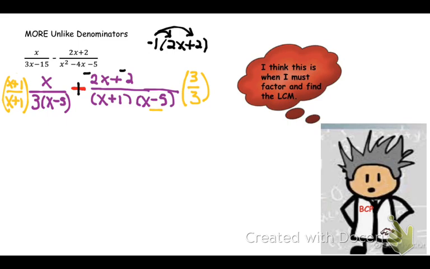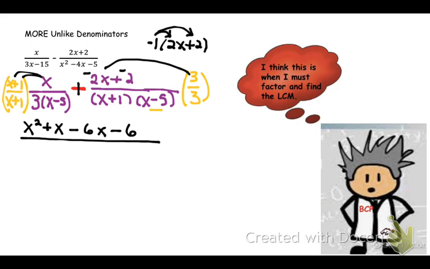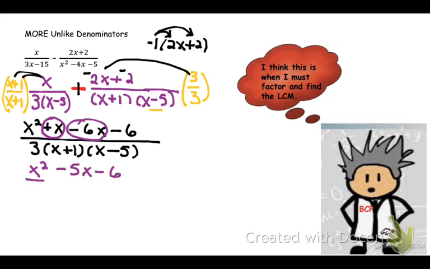we're distributing. Okay, so we end up getting x squared plus x, and then negative 6x minus 6, and then we only write the denominator one time. Now we're going to combine our like terms. So I have x squared, we have a plus x and a negative 6x, so minus 5x minus 6 all over 3x plus 1 times x minus 5.